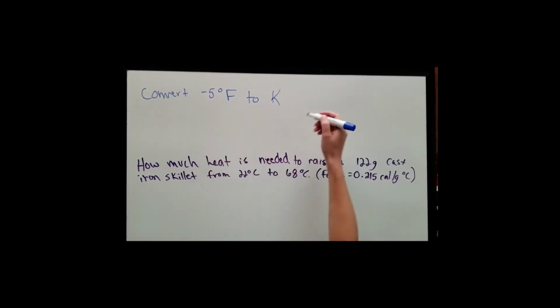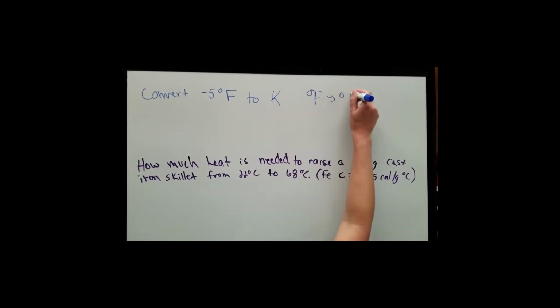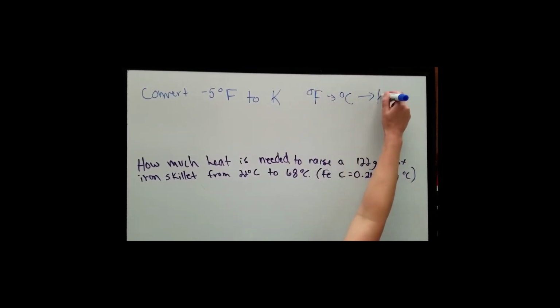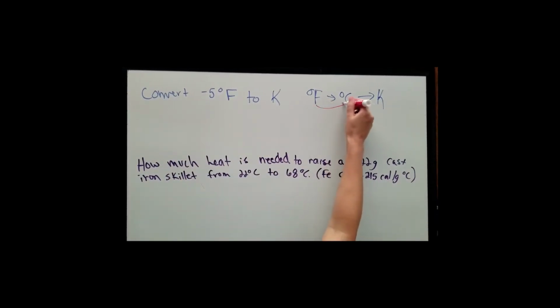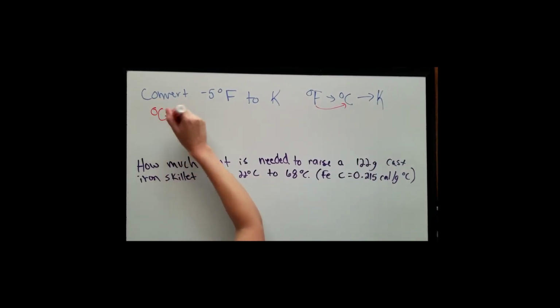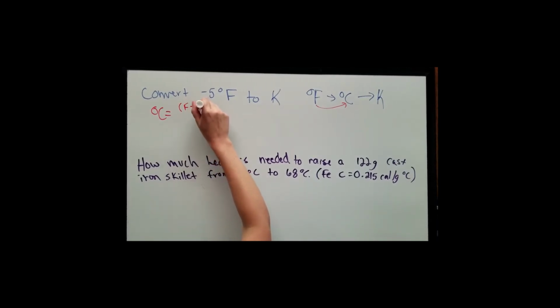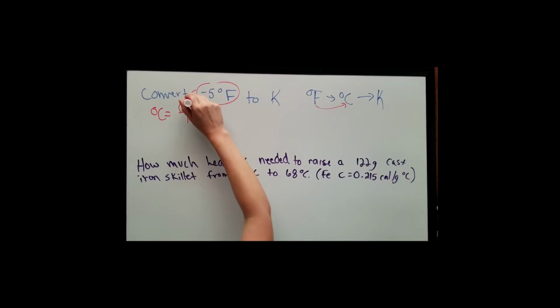Now the reason this is one of the harder ones is because you can't get directly from Fahrenheit to Kelvin. You have to go to Celsius first, and then once you're in Celsius, you can go to Kelvin. So when you're solving this problem, you want to look at your temperature conversion equations. For this first step, you're going to pick the equation where Celsius is equal to Fahrenheit minus 32 over 1.8. And you're going to take this degrees Fahrenheit and plug it in for F.